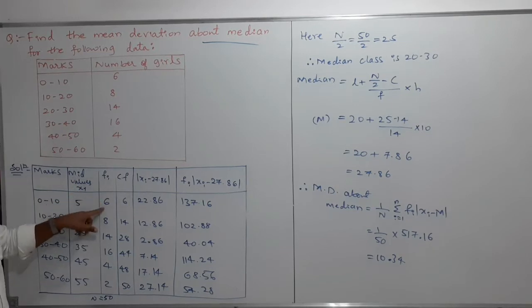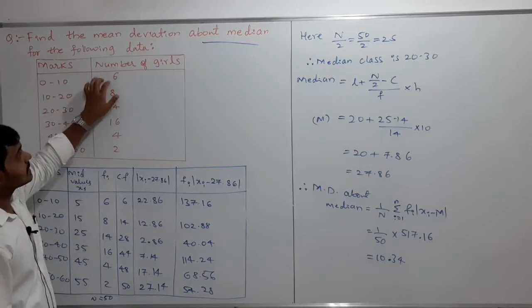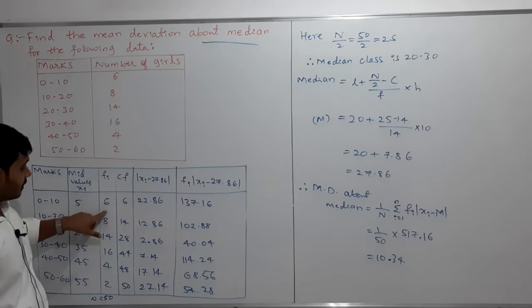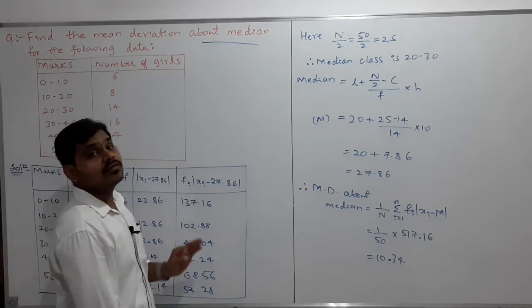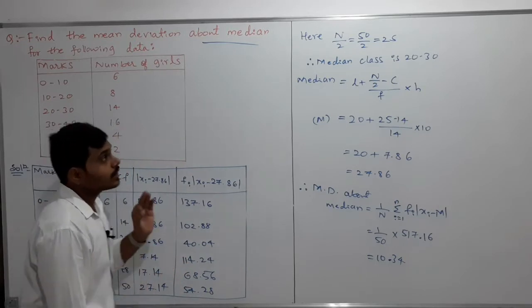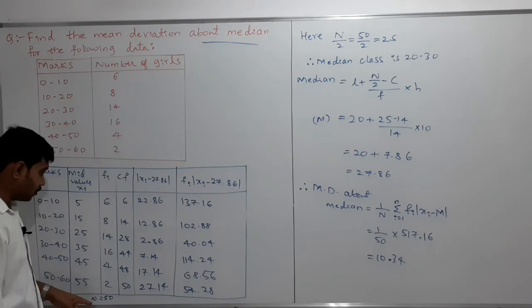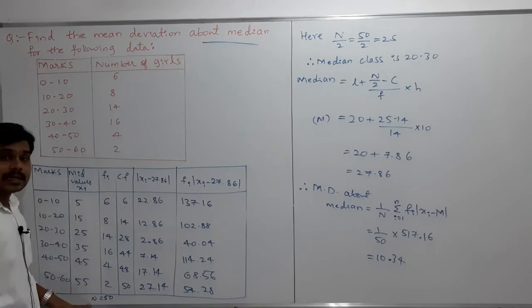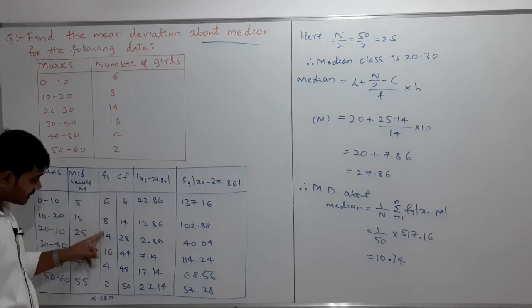And next fi is nothing but the frequencies. What are frequencies? How many students got 0 to 10, how many girls got? 6 students. So that is the frequencies. These are all frequencies. Clear? So my dear students, first we should calculate the median class. To calculate the median class, what should you know? We know the n by 2 value. N means what? Capital N is the total number of frequencies. What these frequencies we should add.